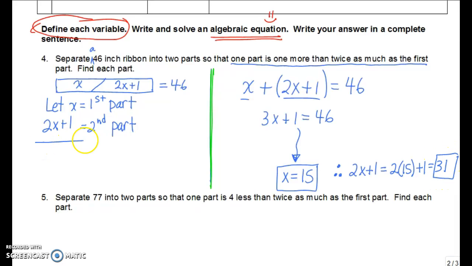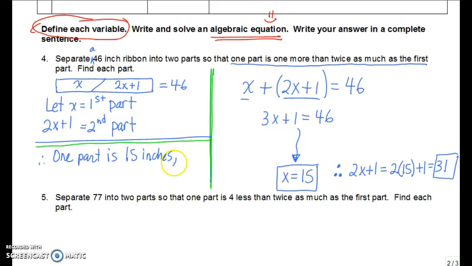I'm ready to put that into a sentence. And here we go. Therefore, one part is 15 inches, putting my units in my sentence, and the other, or the second, however you want to say it, is 31 inches.